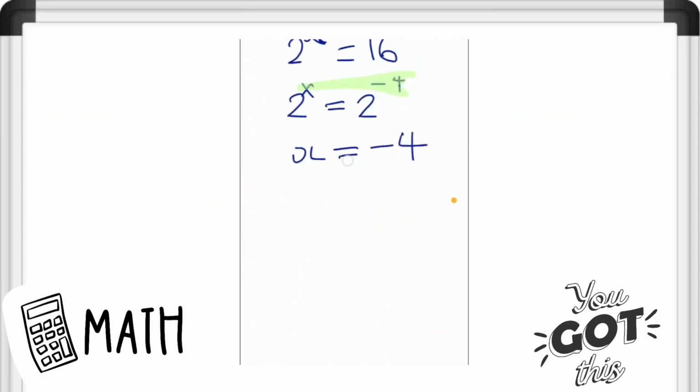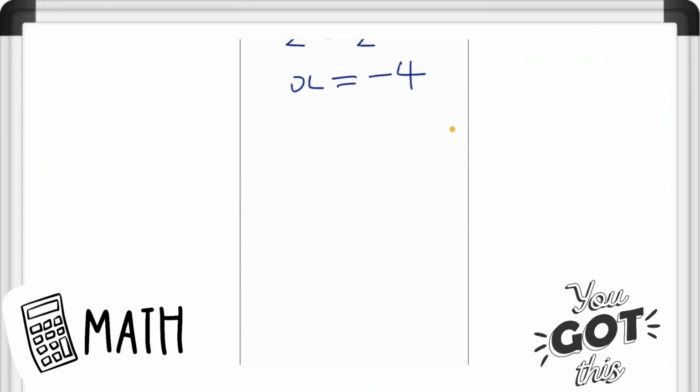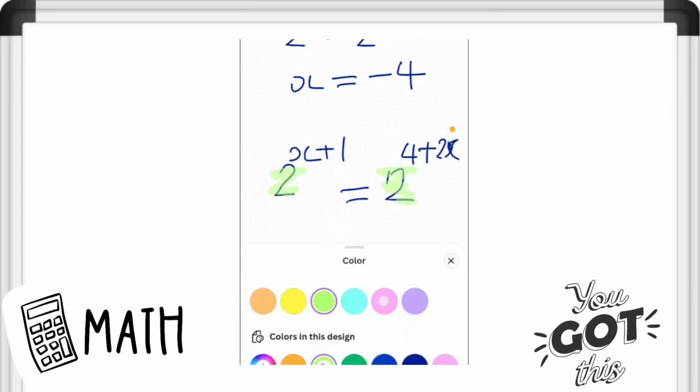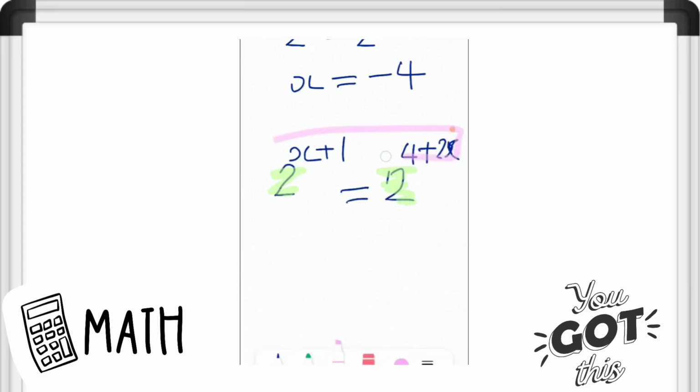What happens if I have variables on both sides? So let's say I have 2 to the power of x plus 1 is equal to, let's say, 2 to the power of 4 plus 2x. Okay, so again, bases are the same. That's the most important thing.